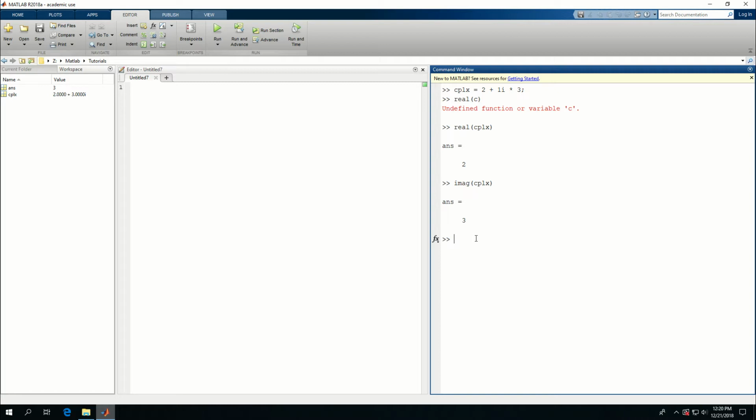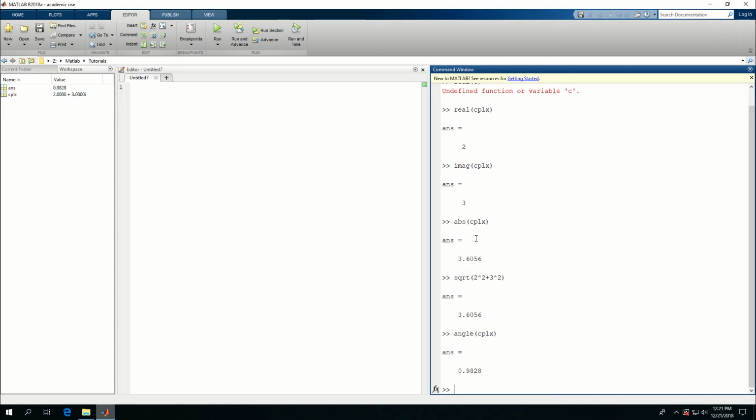And complex numbers also have amplitudes and phases. So abs of cplx is going to be 3.6056, which is basically the square root of 2 squared plus 3 squared. It's the same value. It also has the phase angle, which we can get from angle of cplx, and it gives me the radians. So if I change this to rad2deg, angle of cplx should give me the degree of the phase angle of my complex number.